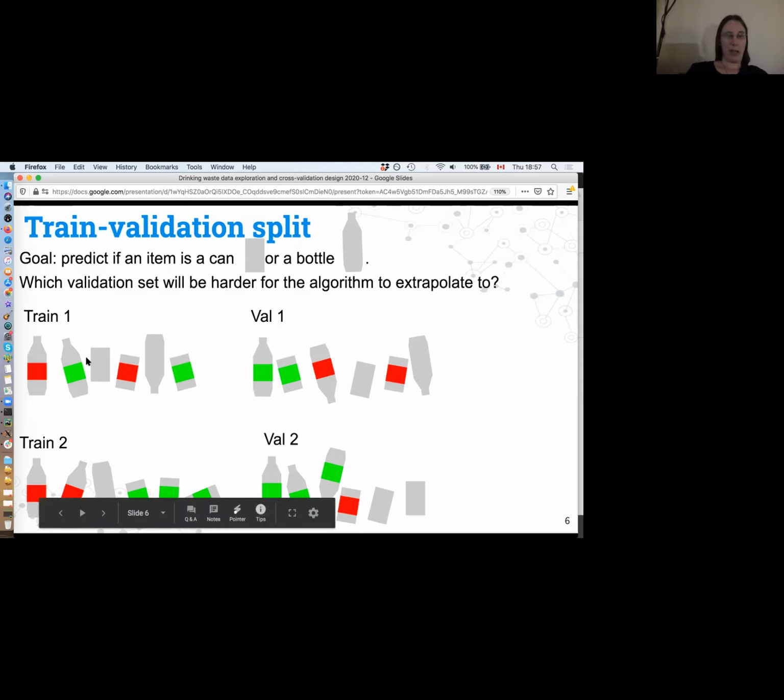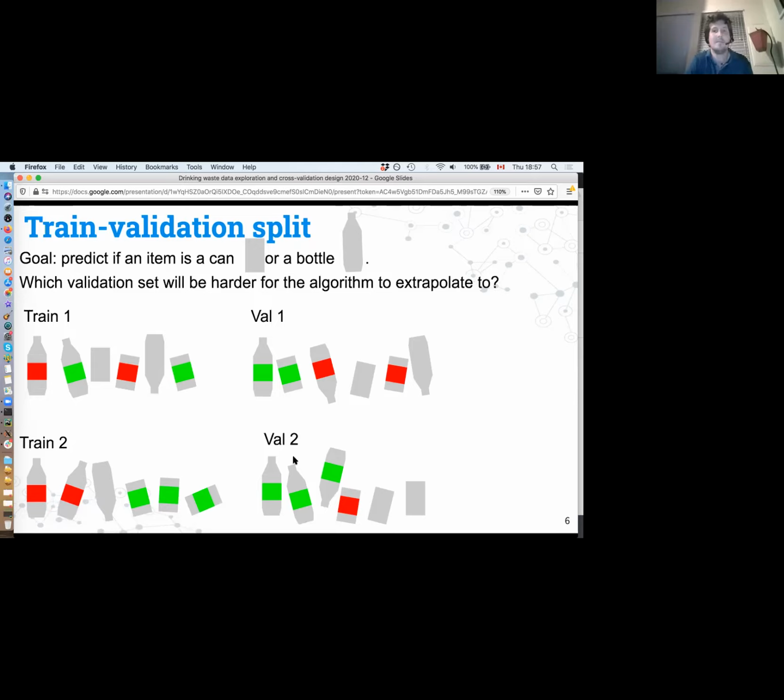Every bottle that's in training set 1 shows up in validation set 1 but rotated, whereas in training set 2 there's no green bottle at all, but there is a green bottle in validation set 2. So now the algorithm is going to have to learn how to extrapolate from Coke bottles to Sprite bottles in order to label the bottles in validation set 2 correctly. So what we want to be able to do is build a conservative training validation split. You want to make going from the training set to the validation set the hardest task possible.